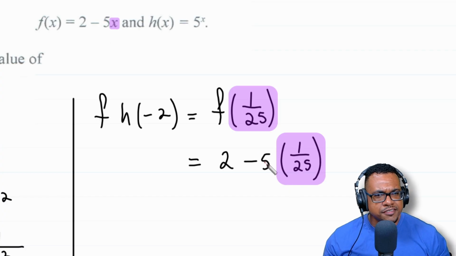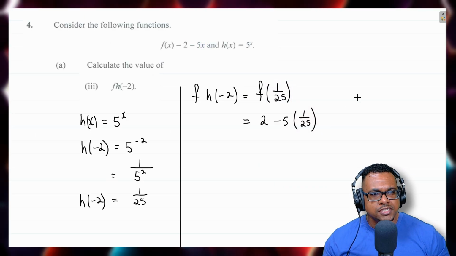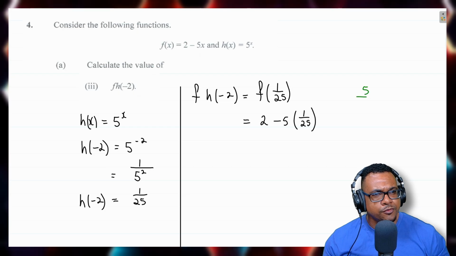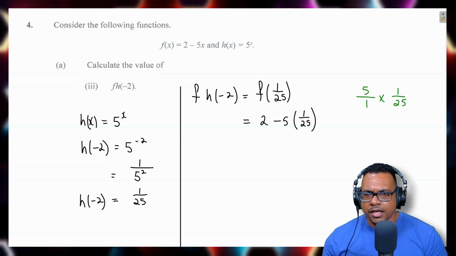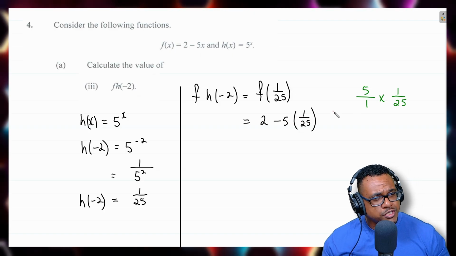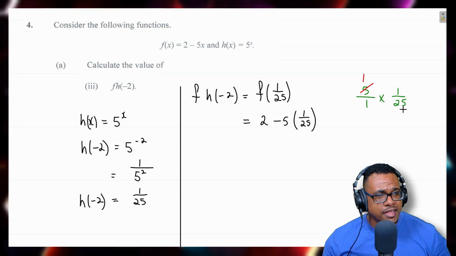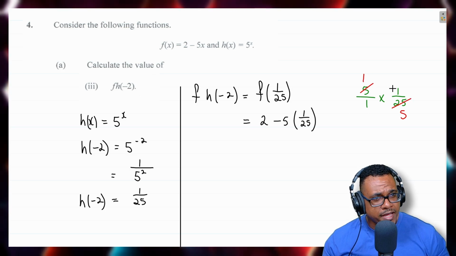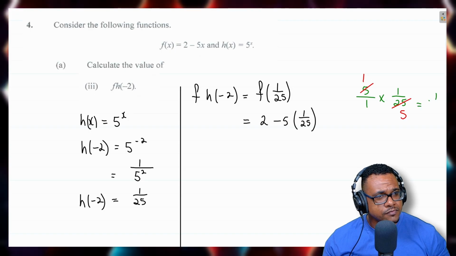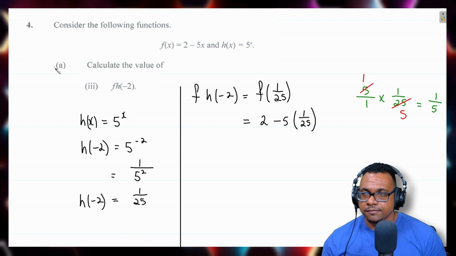Now we should know this is 5 over 1 multiplied by 1 over 25. I'll just come right here and work that out. 5 over 1 multiplied by 1 over 25. I mean, I could have worked this out right here, but I just want to show it so everything is clear. So, 5 into 5 is 1, and 5 into 25 is 5. And if we multiply across, 1 by 1 is 1, and 1 by 5 is 5. So this 5 multiplied by 1 over 25 works out to be 1/5.